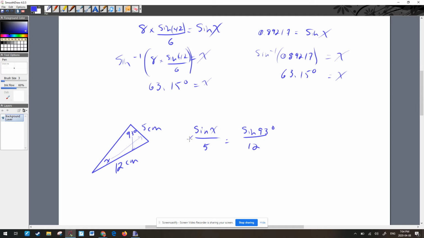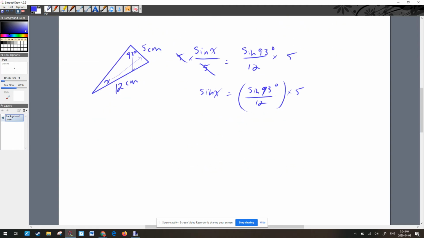Sine x is being divided by 5, so I'm going to multiply both sides by 5. 5s are going to go away. And then I have the sine of x is equal to the sine of 93 degrees over 12 times 5. But I don't want the sine of x, I just want x. So the opposite operation of the sine of x is the sine inverse. So in theory, I could write the sine inverse on both sides. I don't really need to do that. I know it's going to end up being x is equal to the sine inverse of this whole shebang. So this is the sine of 93 over 12 times 5.